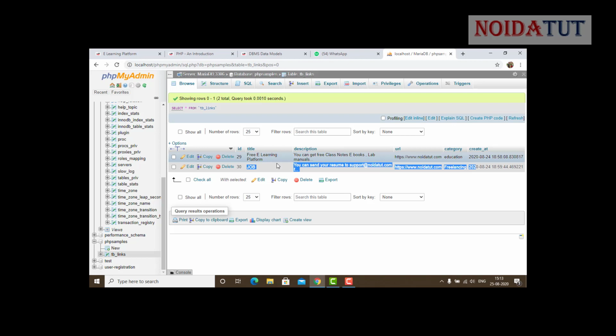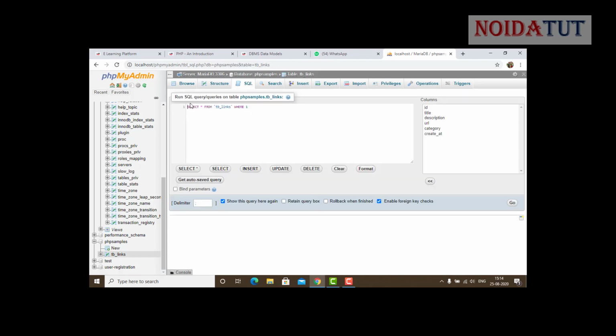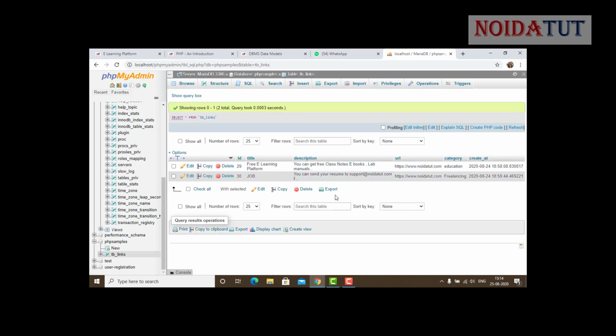Now when we talk about these things, how do we identify the different columns? We use select operations to select a particular item. If we use select star from the table, that is going to display all the rows of the table. You can see that all the rows can be displayed.